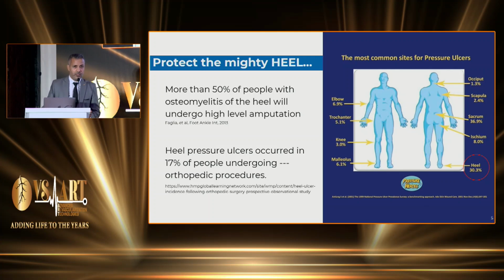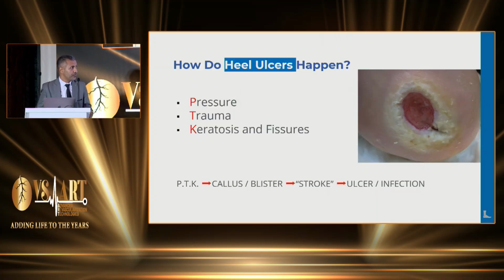But why is heel ulcer considered a difficult one? If an ulcer of the toe happens, big deal. The worst scenario will be toe amputation. If it's more extensive in the forefoot, also big deal. The worst scenario will be TMA. But when it comes to the heel, it's a big problem. It may end up with major amputation. Actually, more than 50% of people with osteomyelitis of the heel will undergo high level amputation. Also, heel pressure ulcers occurred in 70% of people undergoing orthopedic procedures.